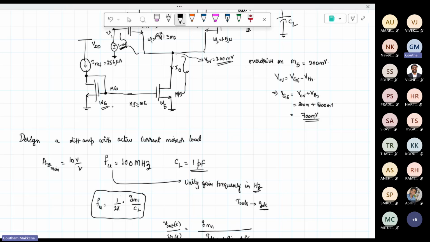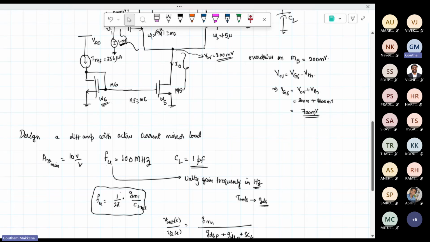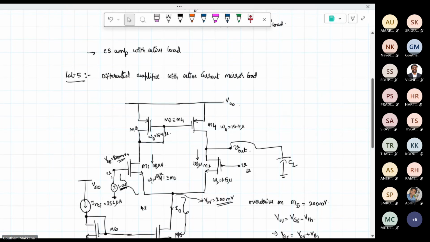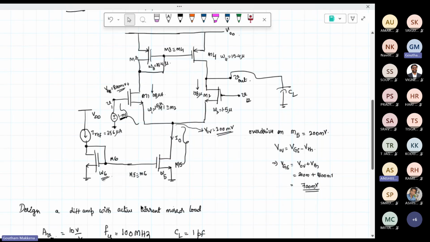Do you follow? Did you get the picture? Overall, did you get a bird's eye view at least? Yes, sir. Okay, right? So the design is complete. Yes, sir. Okay, so let us simulate this. One second, please. Let me get another computer.